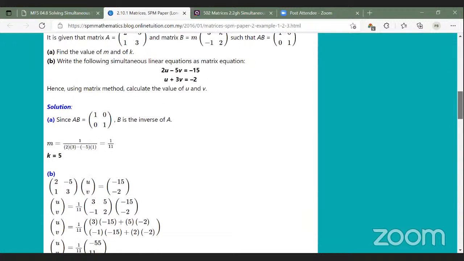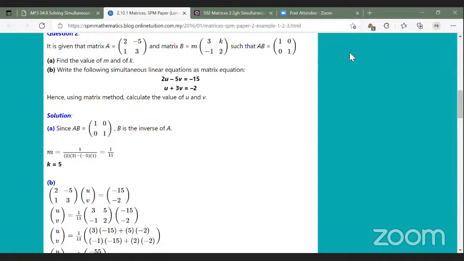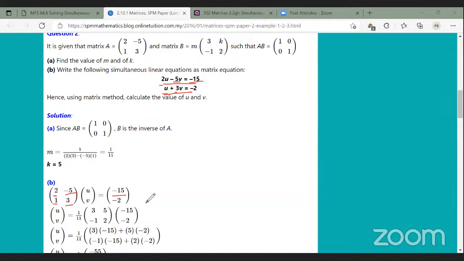So we can move on to number 2. Again, you can see here they've already arranged the equation for you. So 2u minus 5v equals negative 15, u plus 3v equals negative 2. Again, you copy down the equation like so: 2, negative 5, negative 15. And here you have u, so that will be equals to 1, 1, 3, and negative 2. And then you just fill in the blanks after that.